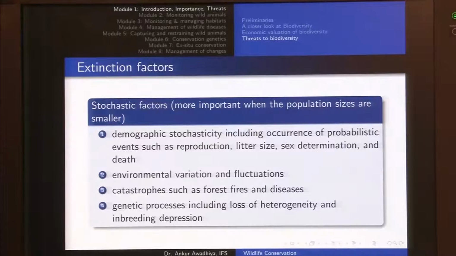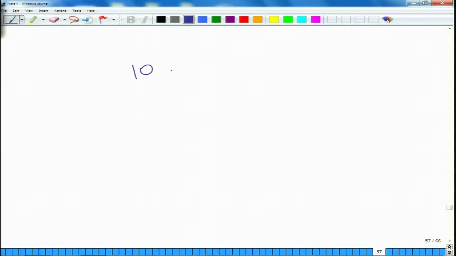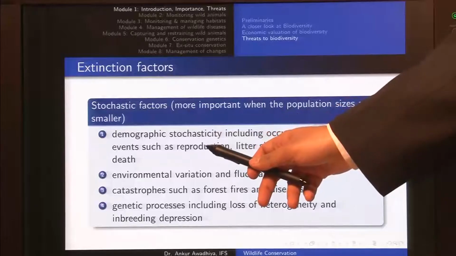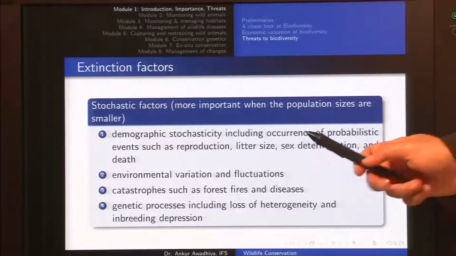But then look at a smaller population size. Suppose we are left with only 10 individuals, and these 10 individuals give birth to 4 offsprings. Now just by chance it is possible that all of these 4 offsprings are males, there is no female born in this generation. Then what we will observe is that when the females of the earlier generation die out, this new generation does not have any new females to replace the older females. So this becomes a demographic stochasticity because of sex determination.